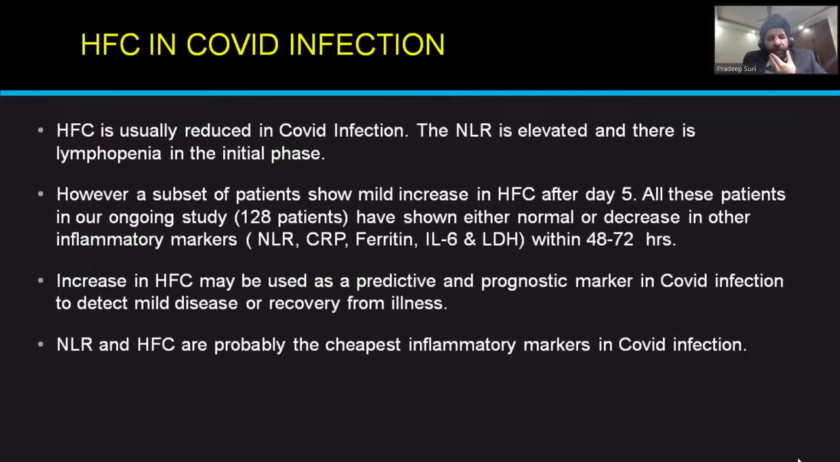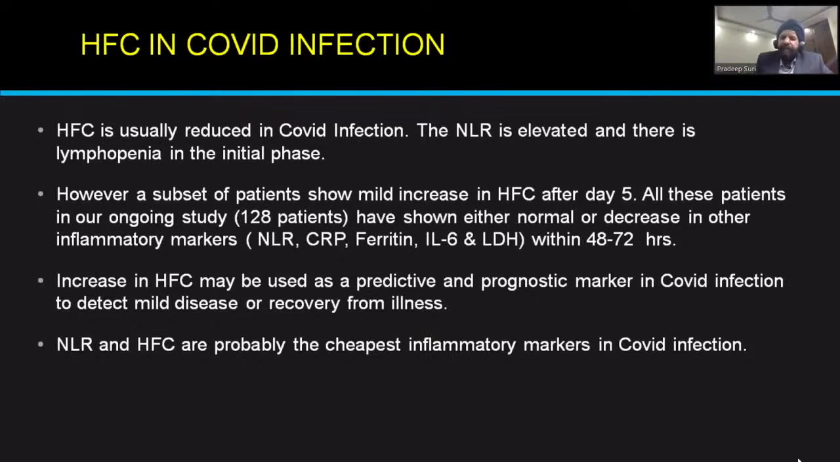Now, we are also looking at HFC, very interestingly, in COVID infection in 2020. HFC, according to a lot of Chinese data, has usually reduced in COVID infection. The neutrophil lymphocyte ratio is elevated, and there is lymphopenia in the initial phase. Some of the studies have even given a cutoff value of neutrophil lymphocyte ratio of about 3.13 to differentiate mild from moderate to severe COVID infections.